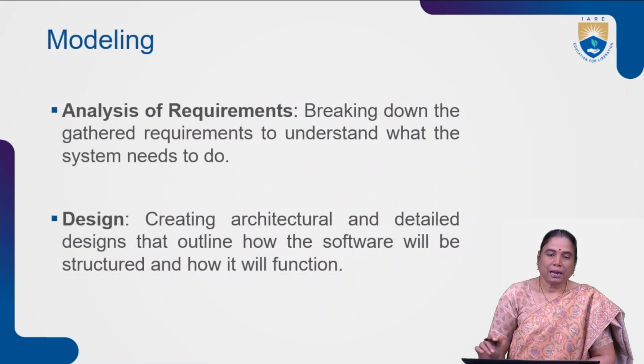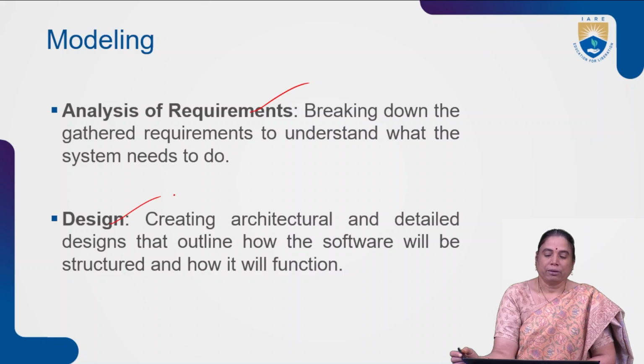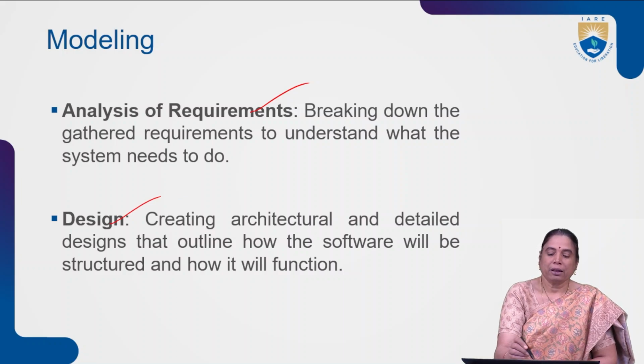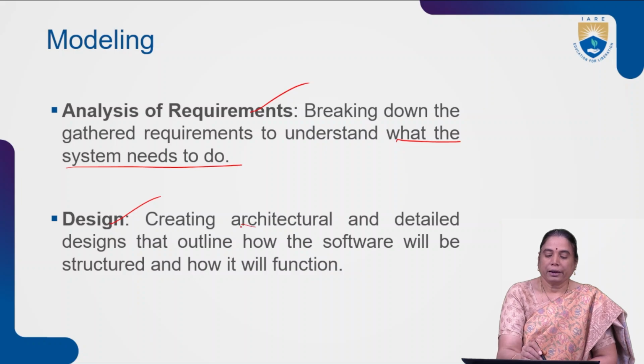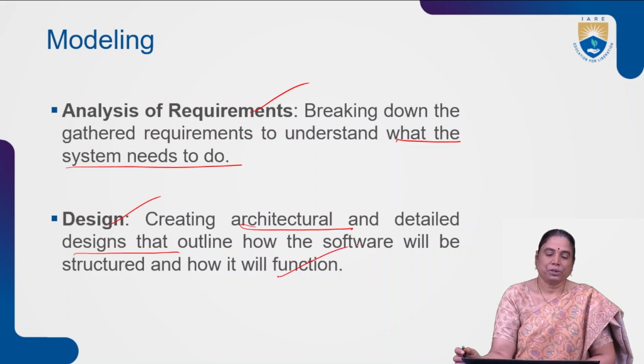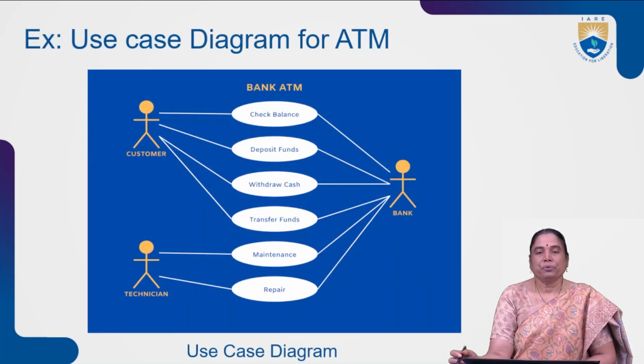The next framework activity is modeling. It comprises majorly two tasks, analysis of the requirements and the design. In the analysis of the requirements, breaking down the gathered requirements to understand what the system needs to do. And in the designing, creating architectural and detailed designs that outline how the software will be structured and how it will function. So the modeling must use a variety of UML diagrams.